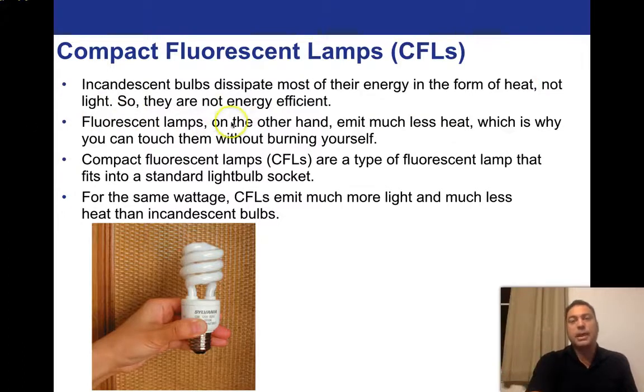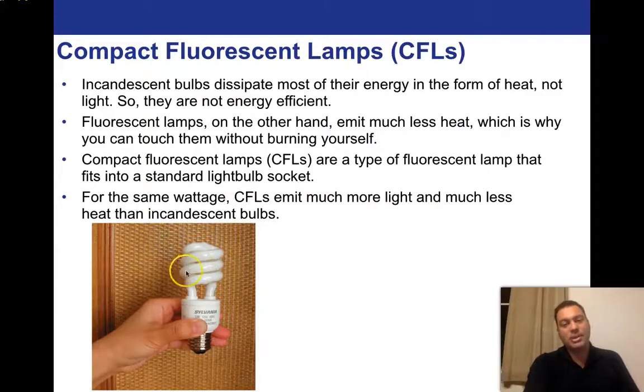And it turns out that fluorescent lamps emit much less heat, which is why you can touch them without burning yourself, right? CFLs, which are compact fluorescent lamps, are a type of fluorescent lamp that fits into a standard light bulb socket. This is what they look like. I have to confess that I have these all over my home now. As I record this, I'm actually under two of them, and they are not the most attractive bulbs to have in your light fixtures. So there's a give and take on these things. But for the same wattage, CFLs emit much more light and much less heat than incandescent bulbs. So in terms of their light, they're very efficient.